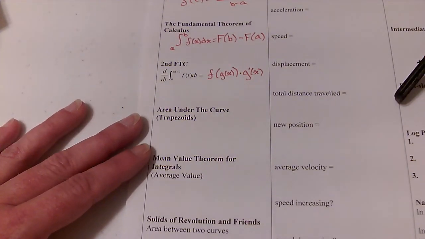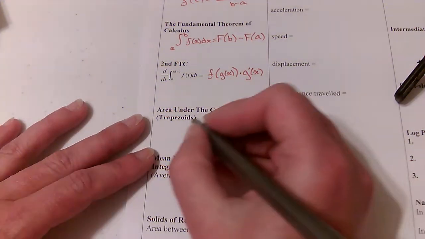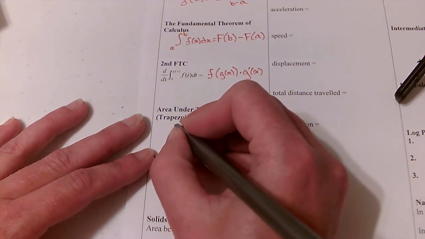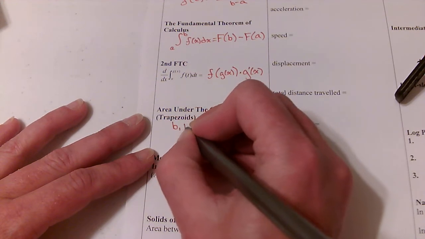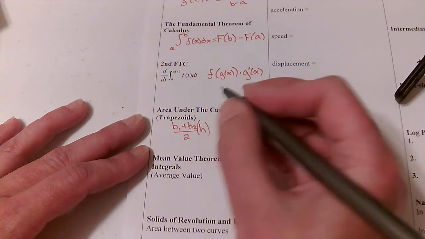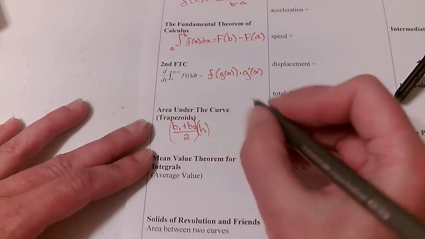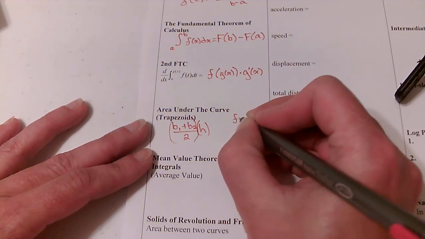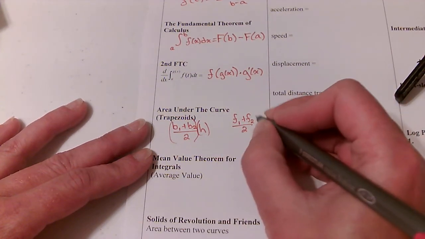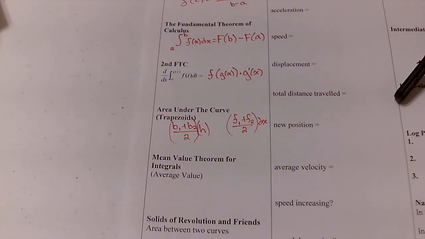Area under the curve using trapezoids. Now, trapezoids, we'll just remember, we're going to be taking base 1 plus base 2 divided by 2 times the height. That's the equation for a trapezoid. So you're going to take a function value plus the next function value, find the average of those, times your difference in x's. And you'll do that over and over and over.